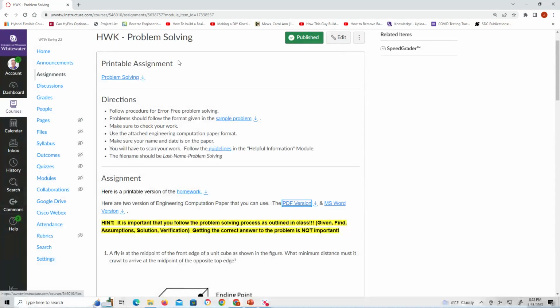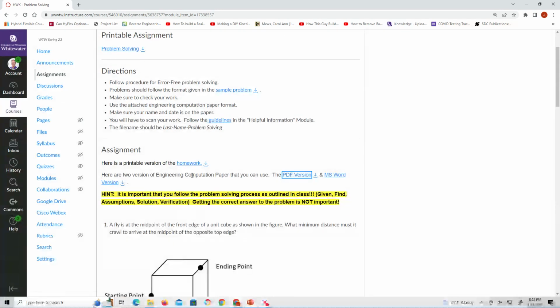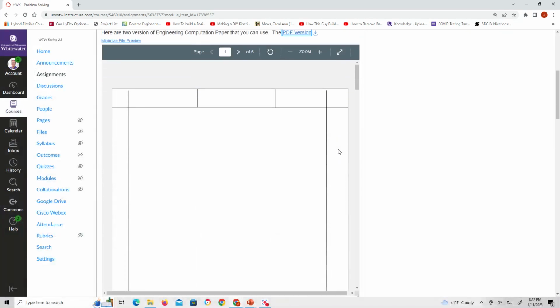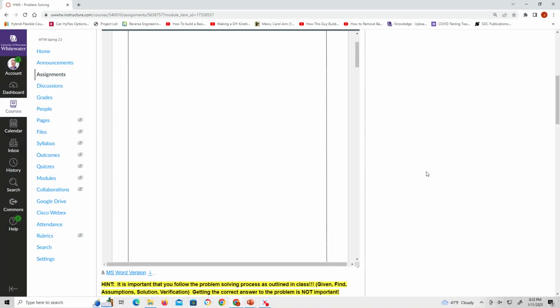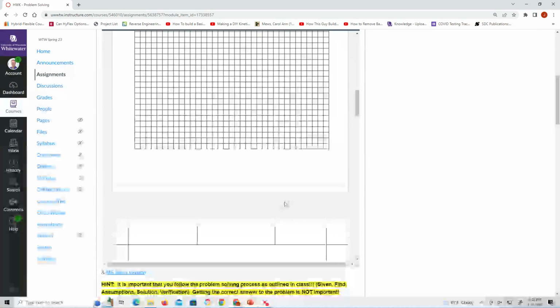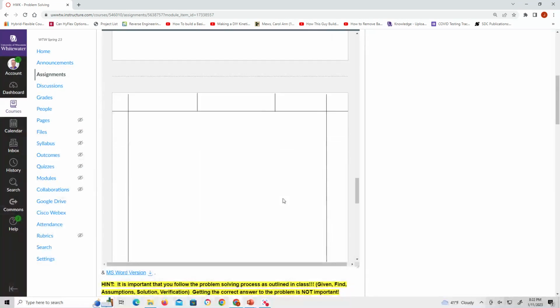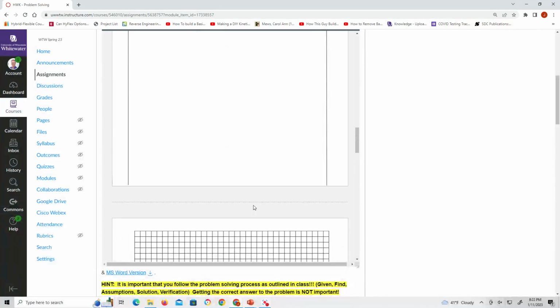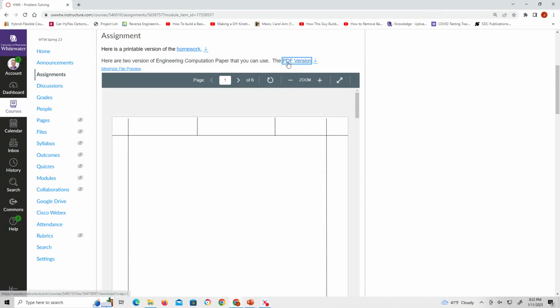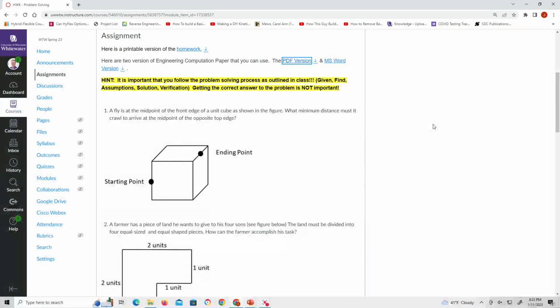So here is the homework problem. In here it shows that you are to use engineering computation paper. You can download this PDF version of it. You'll see it looks just like what we talked about in class. The back side is this graph. If you print it back to back, you'll see there are 3 pages of it for the 3 problems for the homework, and it gives a nice light grid to work on to be able to draw pictures and things for your work itself. So I would recommend downloading that and using that.